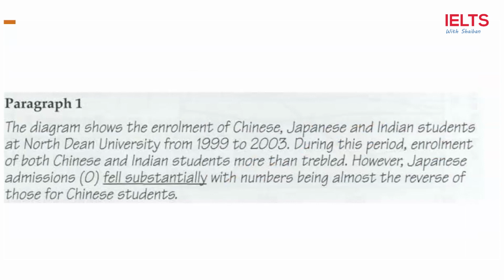You can see here in front of you, this extract is about showing the previous question, and it shows you, for example, how we rephrased the question. Then he gave the general overview. The diagram shows the enrollment of Chinese, Japanese, and Indian students at Northern University from 1999 to 2003. This is, as you can see, the diagram.